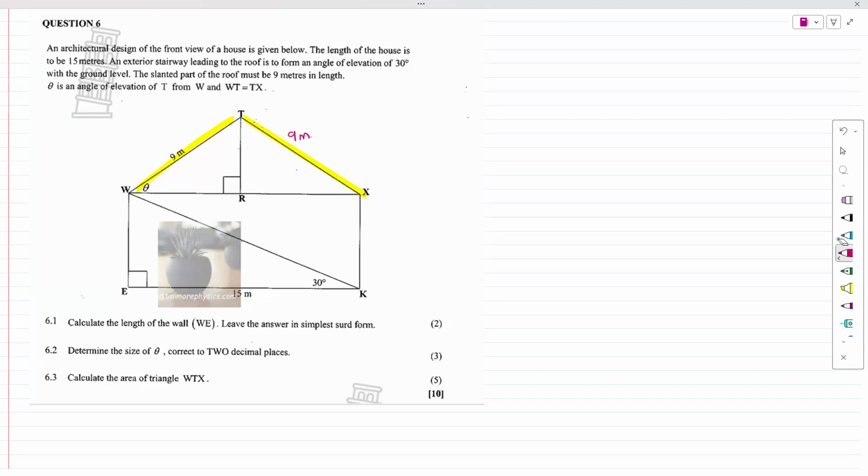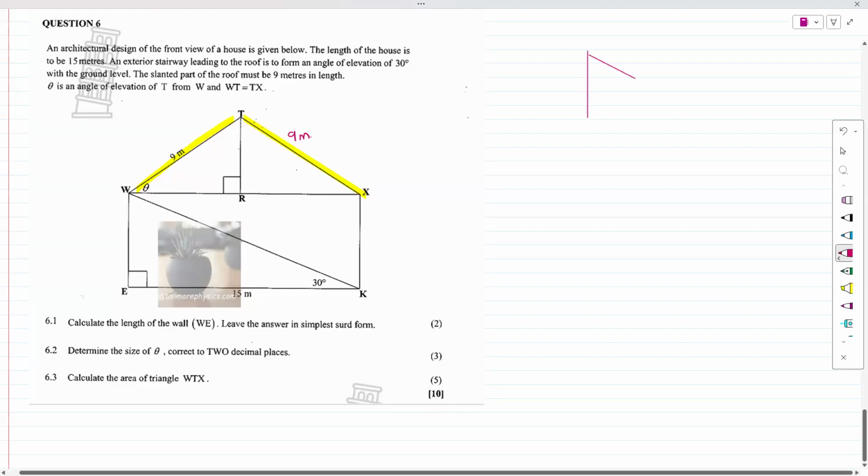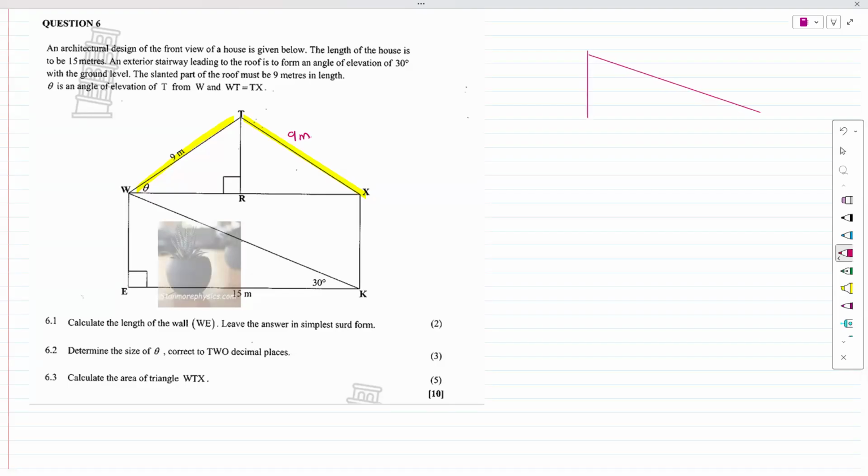Let's start with what the question wants. They want us to calculate the length of the wall, WE, and leave the answer in the simplest surd form. Okay? So they said surd form. If you put in decimals, they might give you a break because they're being lenient after term two's marks. But generally, Mia, they want WE. So, like you can see, we don't need to calculate everything, but they want WE.